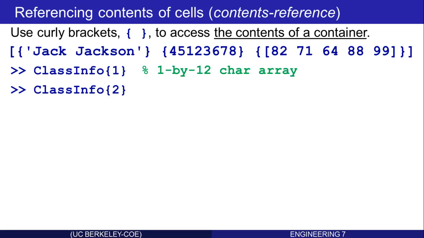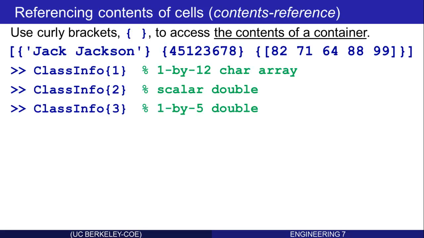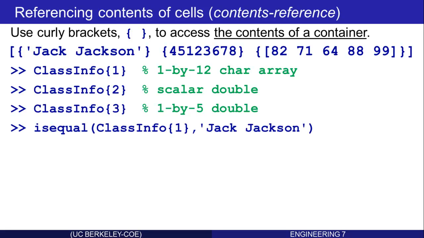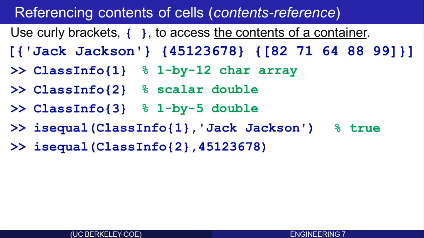Similarly, class info with a curly bracket reference 2 pulls out the contents of the second container, which in this case is the student ID number, that 8-digit scalar double. Finally, the contents of the third container are the 1x5 array of scores. Comparing the contents reference of the first container with the character string Jack Jackson returns true, and comparing the contents reference of the second container with what we know to be the student ID number also returns true.